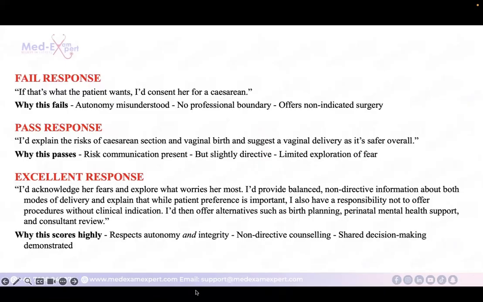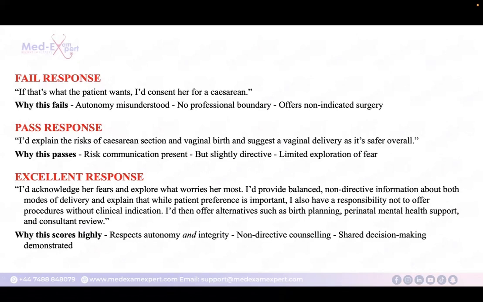So as a doctor, it's your responsibility to help her with those fears and the different stories she has heard about vaginal birth. So in this situation, the excellent candidate response would be something like this: I would acknowledge her fears and explore what worries her most. I would provide balanced, non-directive information about both modes of delivery and explain that while patient preference is important, I also have a responsibility not to offer procedures without clinical indication. I would then offer alternatives such as birth planning, perinatal mental health support, and consultant review.